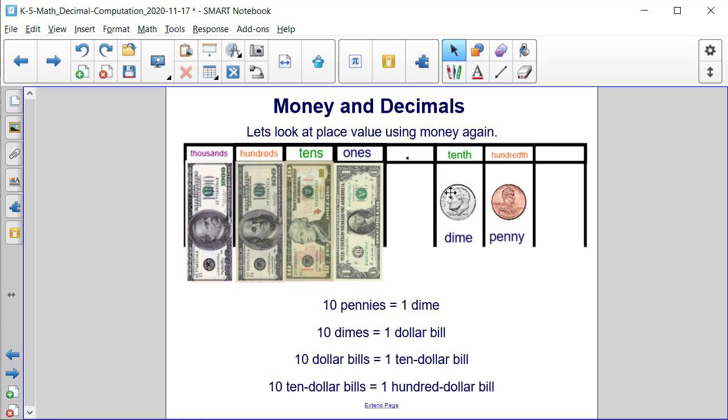We would be able to get the equivalent of 1 dime with 10 pennies, and we would be able to get the equivalent of a $1 bill with 10 dimes. We could also get the equivalent of a $1 bill with pennies, and there would be 100 pennies that make a dollar. We would be able to write the equivalent of a $10 bill with 10 dollar bills, and we could also write a $100 bill using 10 $10 bills.